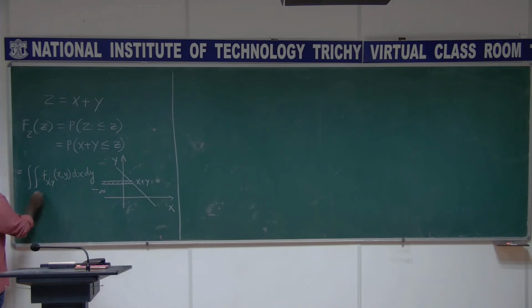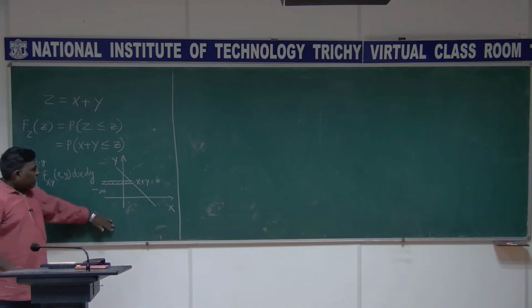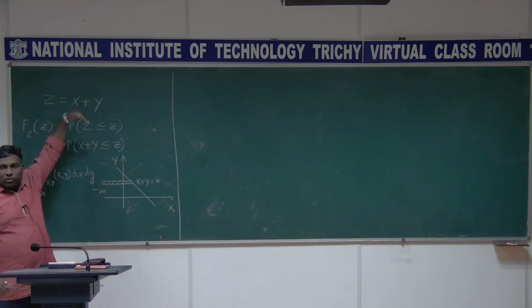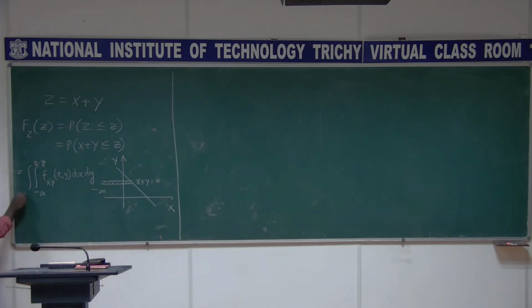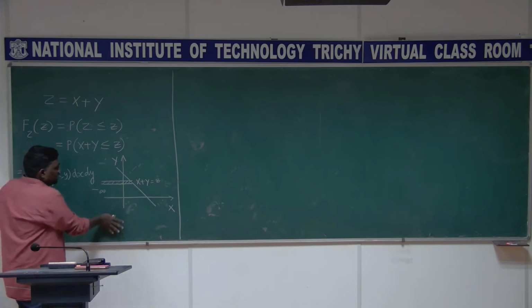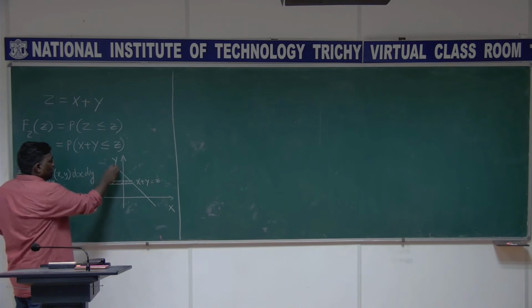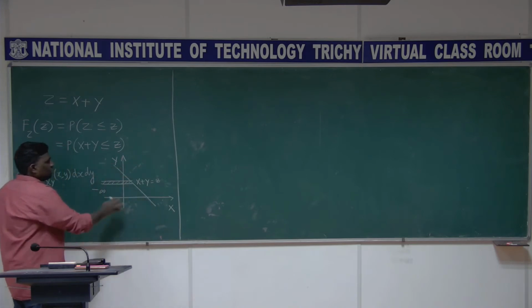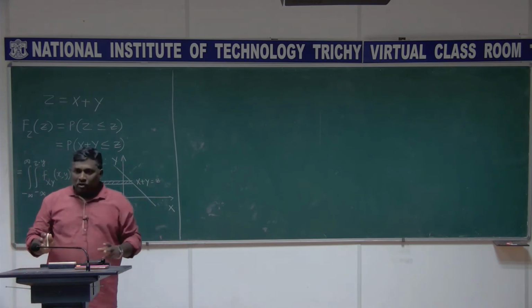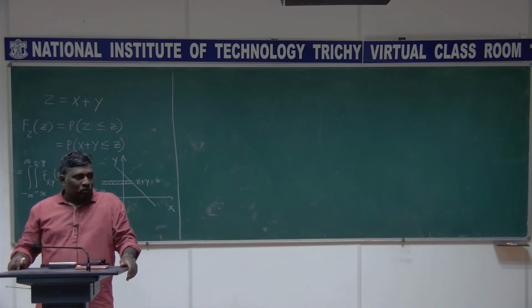So let me write it here: minus infinity to z minus y. And if I look at the Y range, it starts from minus infinity all the way up to infinity. This is the limit for X and this is the limit for Y, because this strip needs to go across. So we are talking about this shaded region, in which I am trying to find the X and Y region for this probability.